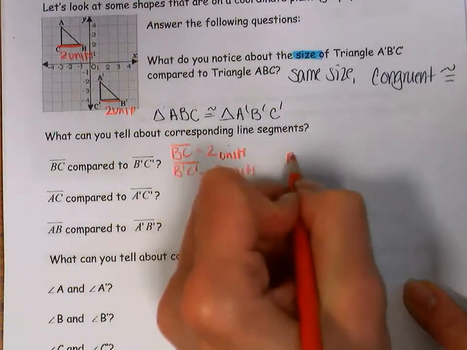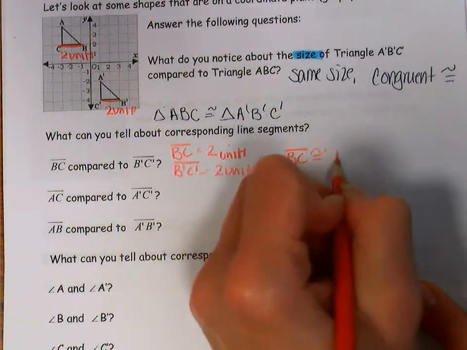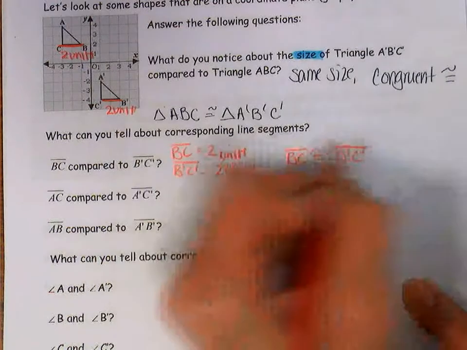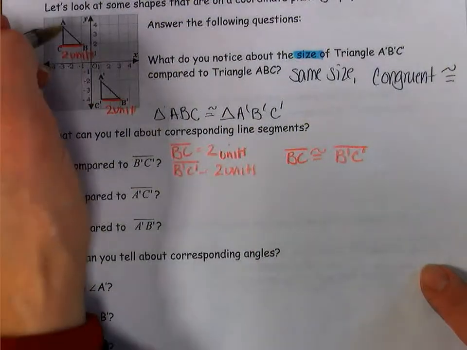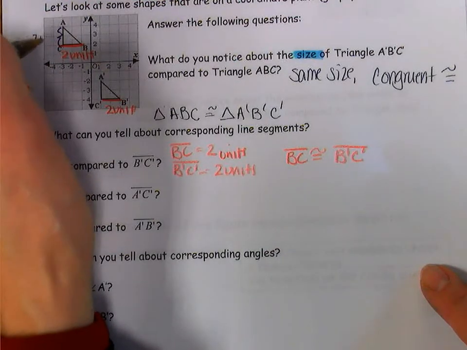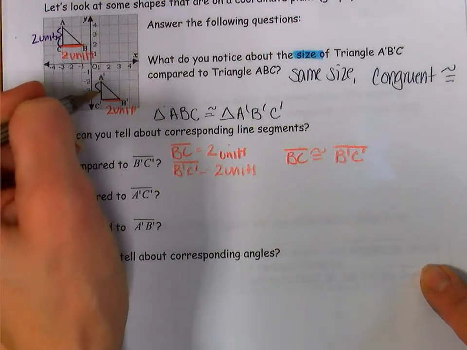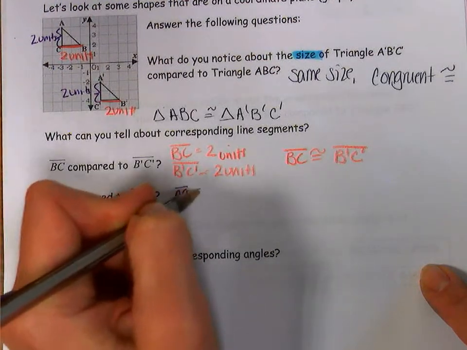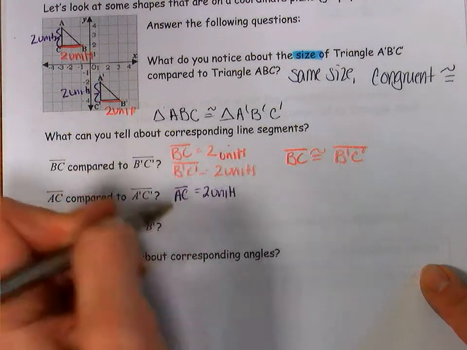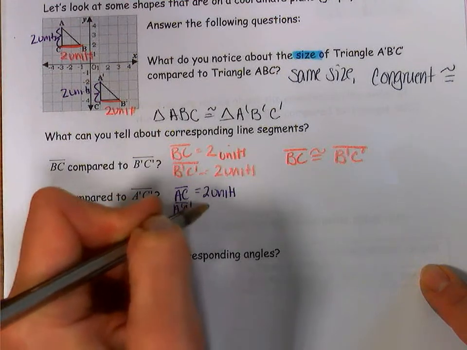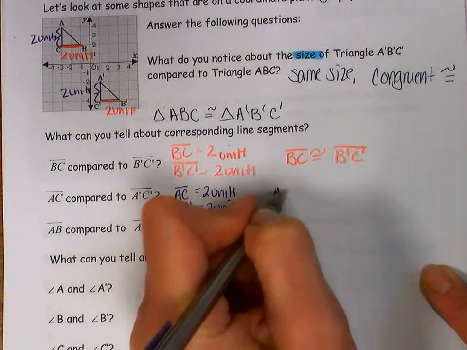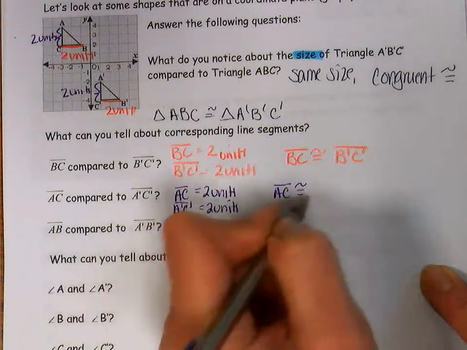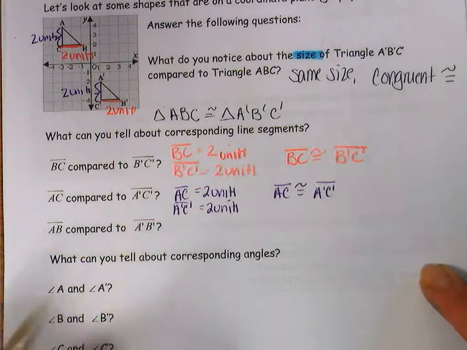So therefore I can say BC is congruent to B prime C prime. Well, let's take a look and see if that's true for AC. AC is 2 units. A prime C prime is 2 units as well. So therefore we can say AC is congruent to A prime C prime.